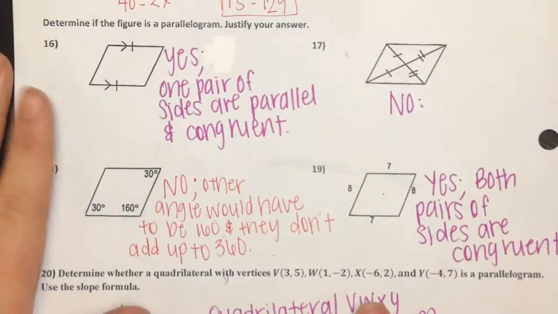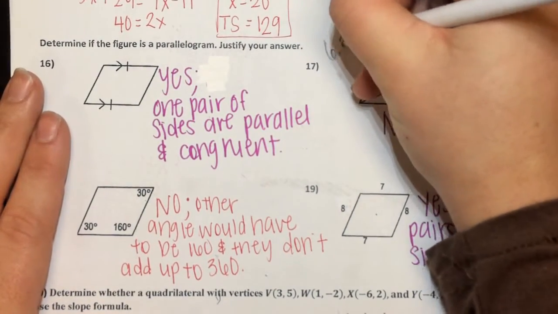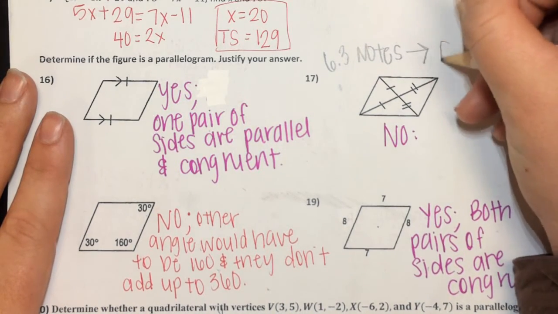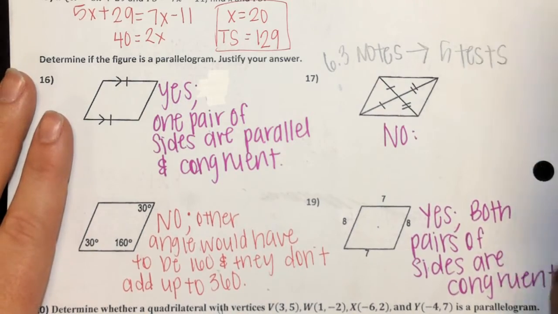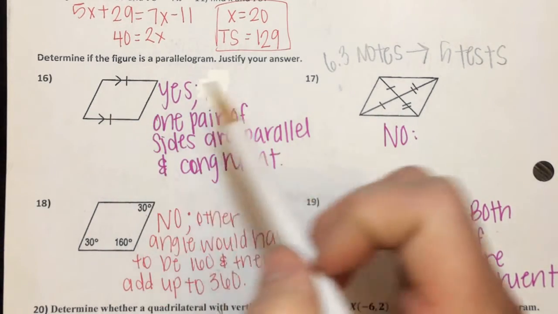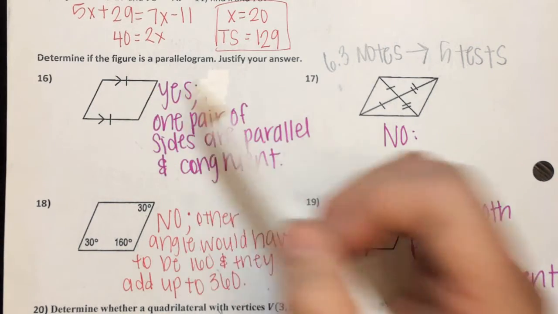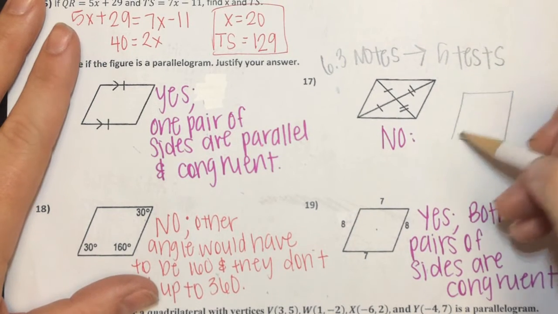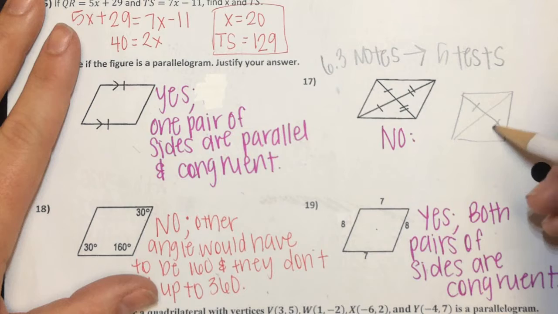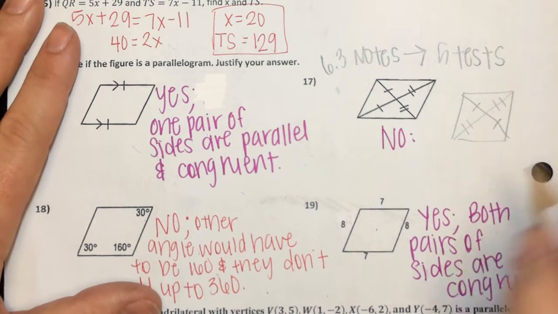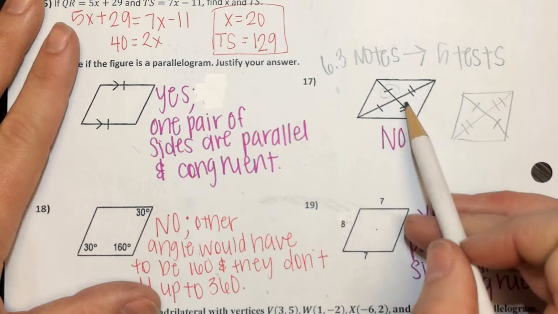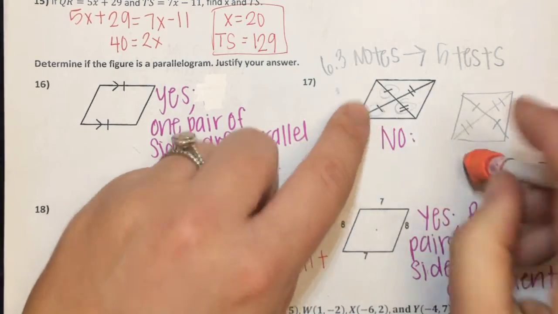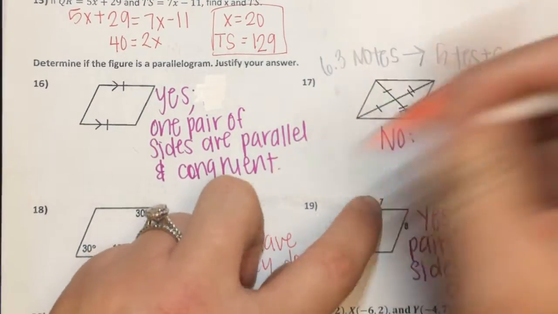Okay, 16 through 19 are tests. Go over your 6.3 notes to go over the 5 tests for parallelograms. Okay, 16 does pass the test because one pair of sides are parallel and congruent. 17 does not pass. In order for it to pass, these two have to be the same and these two have to be the same. You see the difference? It's saying that this is congruent to this, and that's not true. This is congruent to this, and it has a different amount of dashes, so that is not true. It does not pass the test.